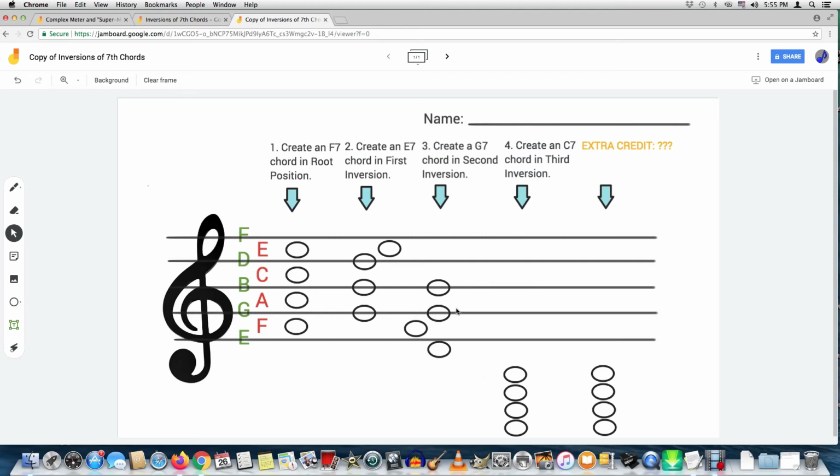Is there a third between G and B on top? Yes, because here we have G, that's 1, A would be 2, B is 3. We stopped on 3, so that's a harmonic third. Harmonic third on the bottom, second in the middle, third on top. That is second inversion. Now third inversion.